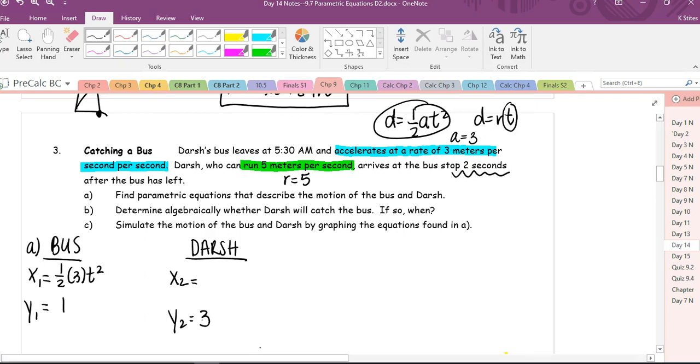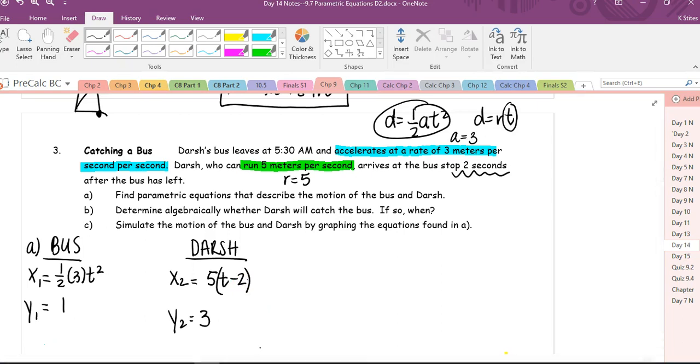So, all right, now let's talk about how far Darsh runs. So we know distance is equal to rate times time, and his rate is 5. Okay. However, we cannot put 5t because Darsh showed up 2 seconds later. Okay, so t is representing how much time the bus has been traveling. Darsh didn't get there until 2 seconds later, which meant he traveled 2 less seconds than the bus. So 2 less seconds would be t minus 2.